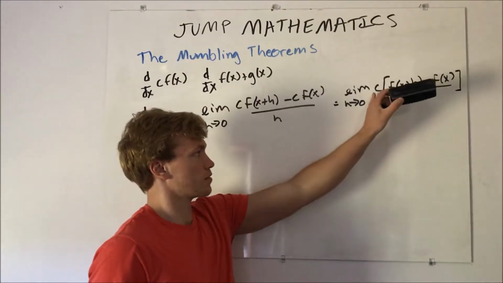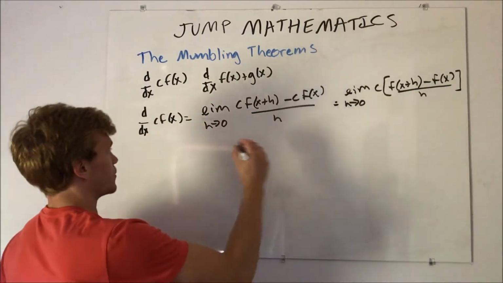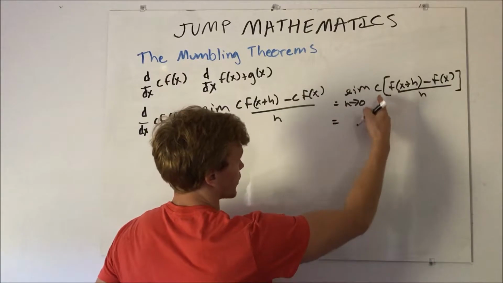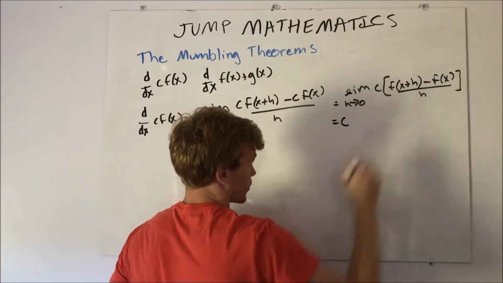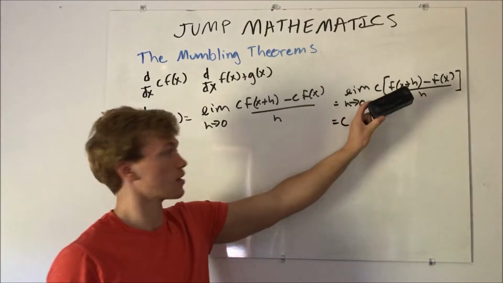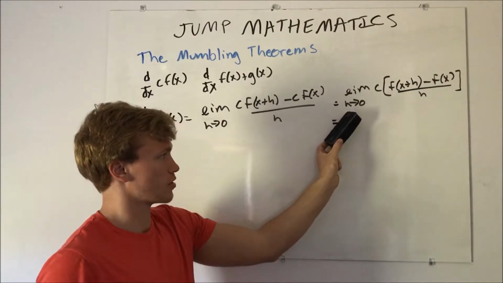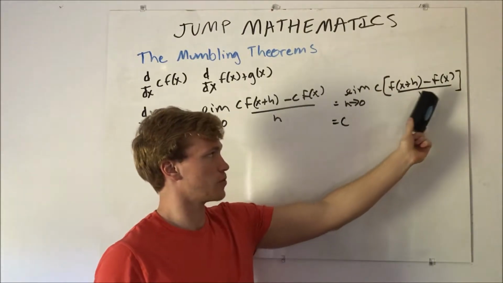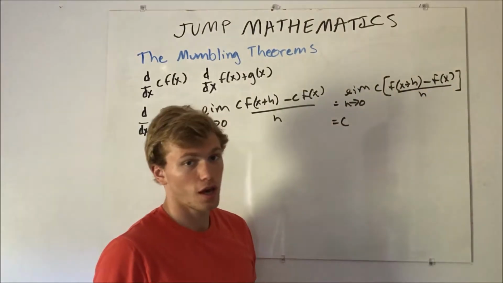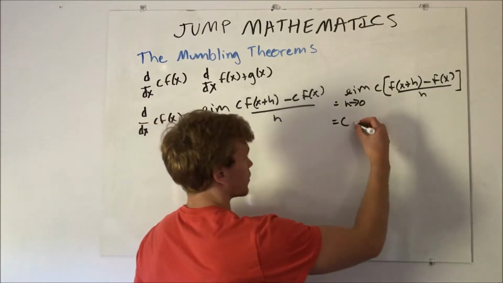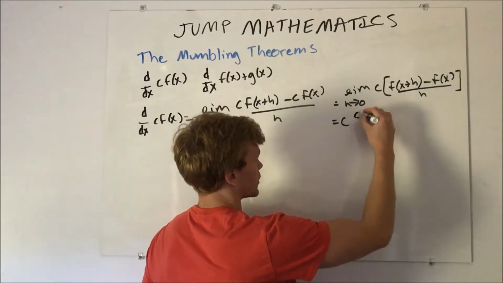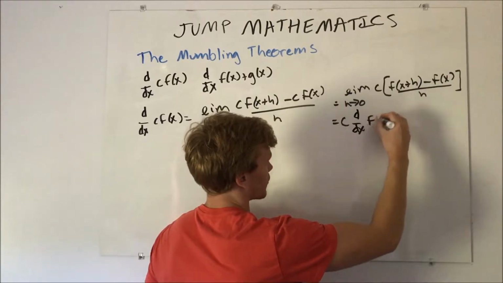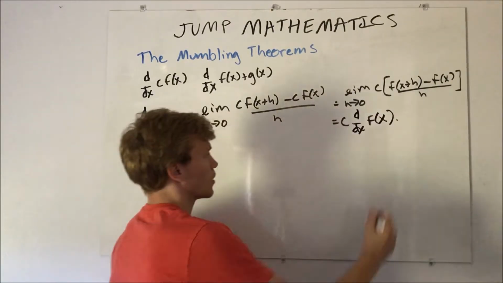So let's see what this is. The c, first we can write that out here: c times whatever the limit of the rest is, because it's just a constant. The limit as h goes to 0 of f of x plus h minus f of x over h. That is the derivative of f, d by dx of f of x. That's the proof.